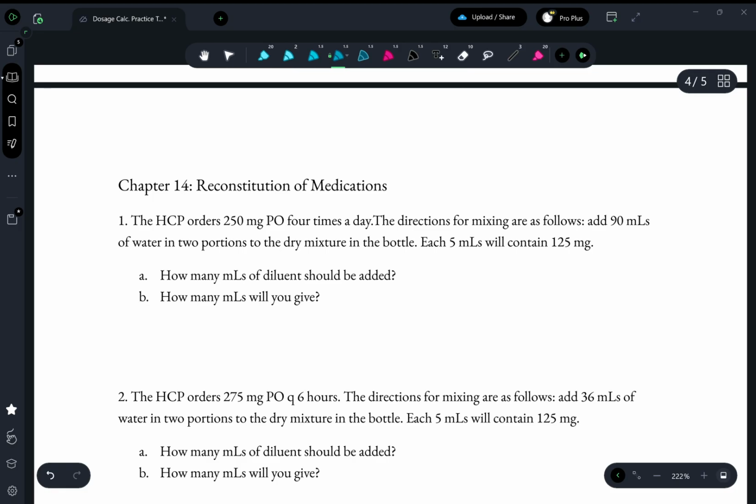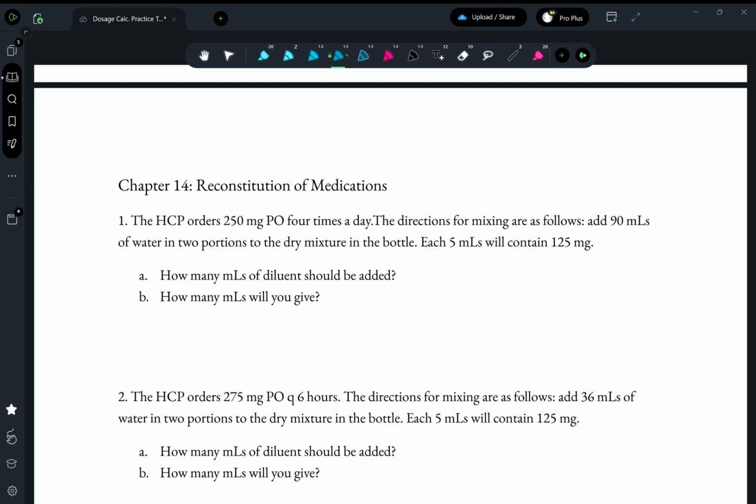Okay, now we're going to chapter 14, reconstitution. If they did a workshop and got to this point, I'm sure this is where most of you wanted to cry. Reconstitution sucks, I'll be honest. So let's see chapter 14. We're going to page 415 now.